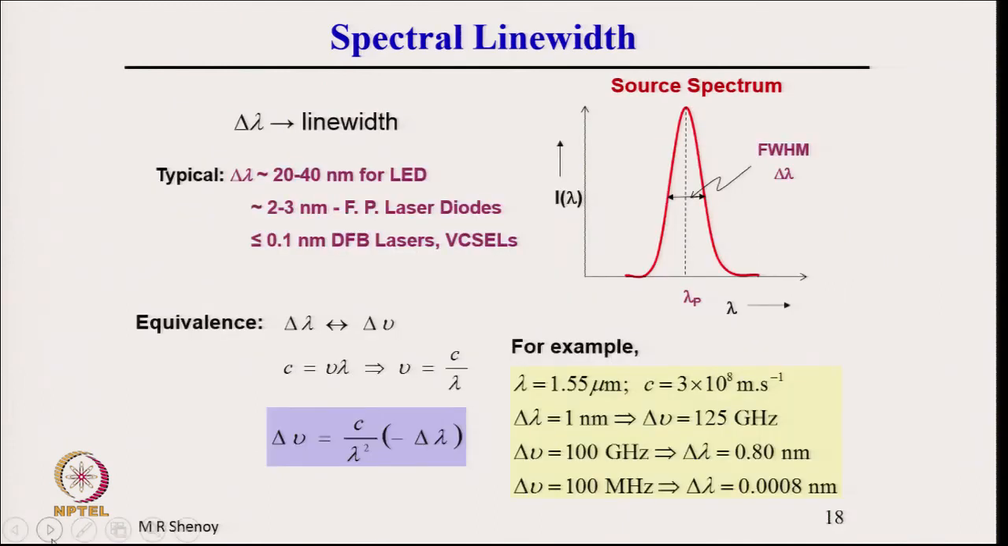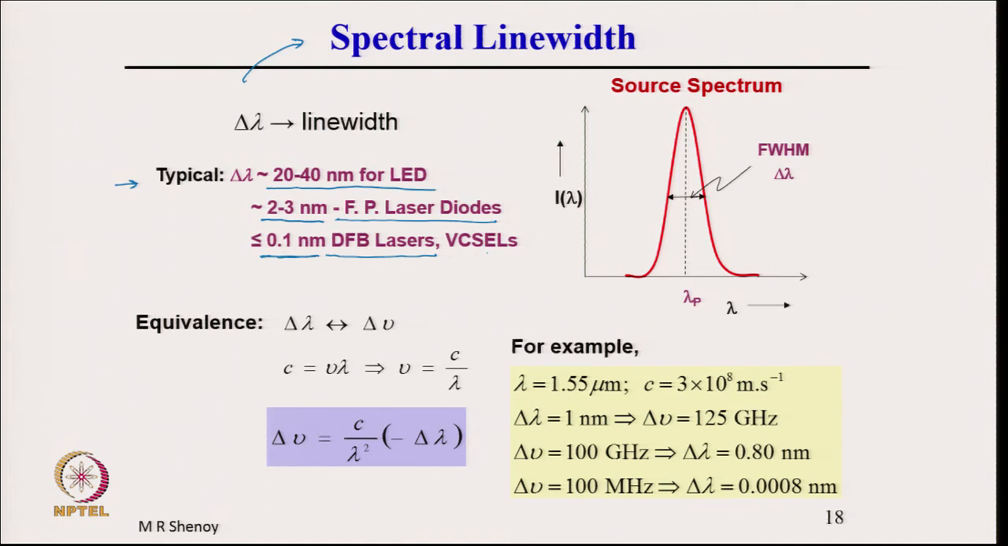All right. So, first the spectral line width of a source. We have discussed about this full width at half maximum of the source, and we also know that typically the line width of the source is about 20 to 40 nanometer for a light emitting diode. It is about 2 to 3 nanometer for a normal semiconductor laser diode, which is called the Fabry-Perot laser diode, and it is much smaller than 0.1 nanometer for single frequency lasers. In the last lecture, I had discussed about DFB lasers, which are single frequency lasers, and VCSELs referred to vertical cavity surface emitting lasers. Let us not go into that, but what is important for us is single frequency lasers have much smaller line width.